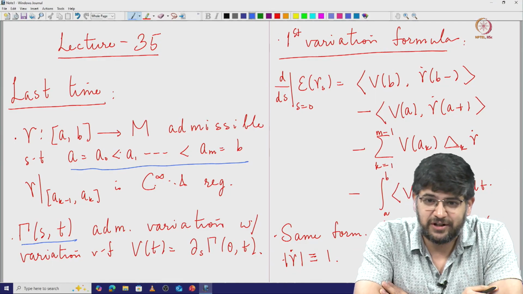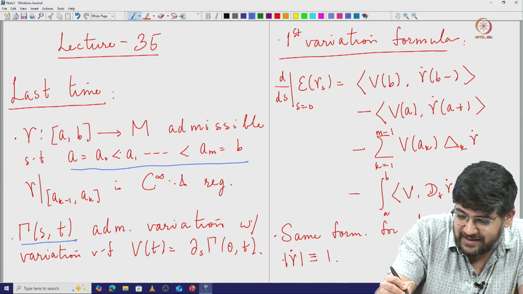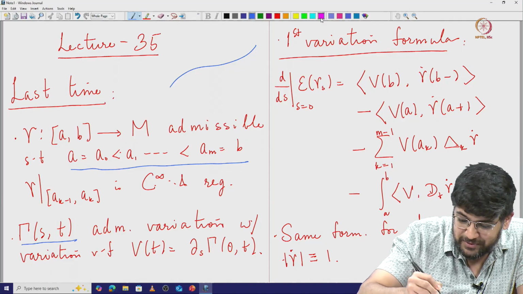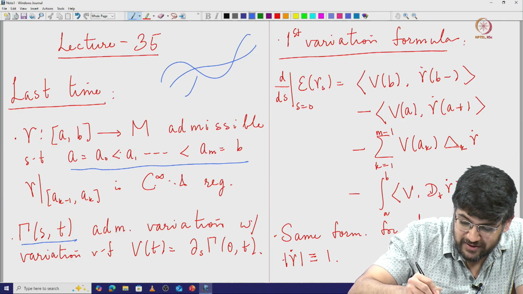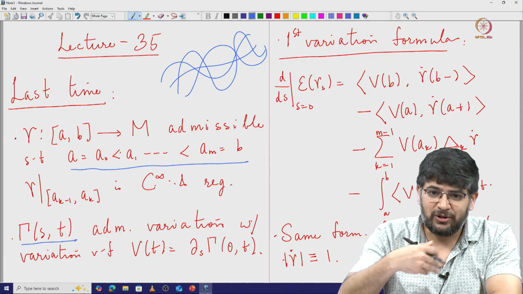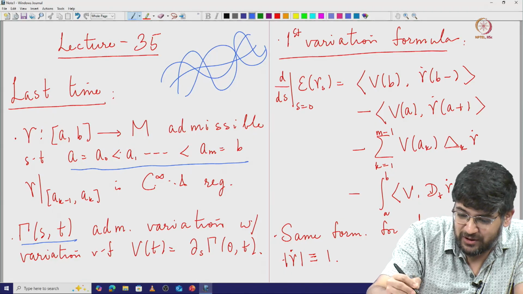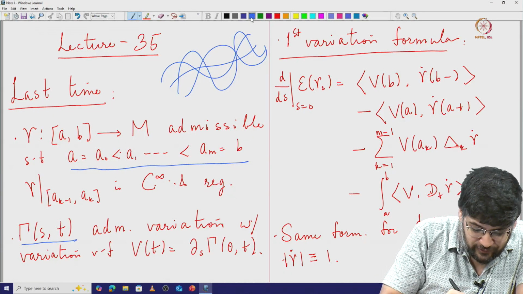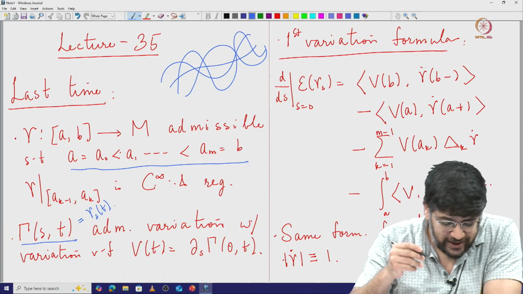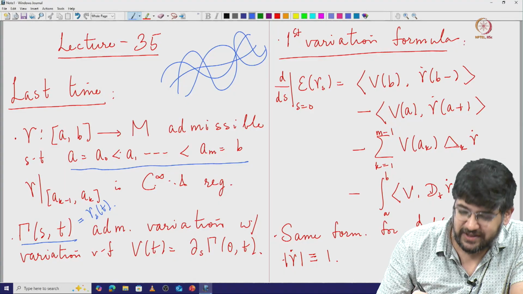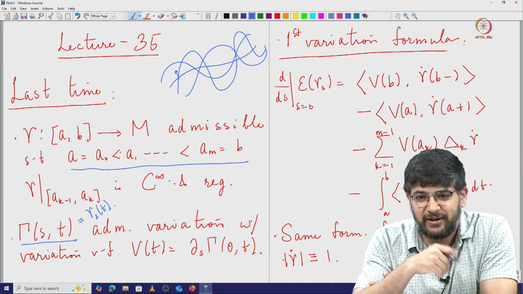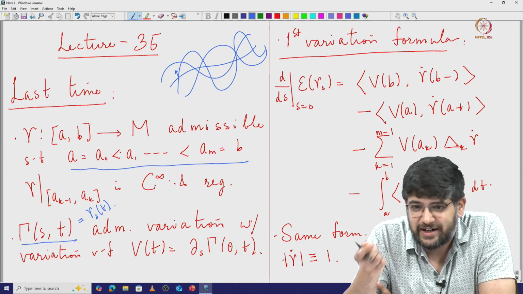And then we also have an admissible variation of gamma. You should think of this as gamma being a central curve, and then you perturb your gamma through a family of curves, called gamma(s,t). Our notation is also to denote this as gamma_s(t). We assume that the variation vector field is given by V(t), which is just the derivative of gamma in the s direction evaluated at s equals 0.